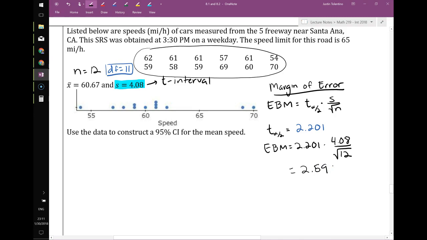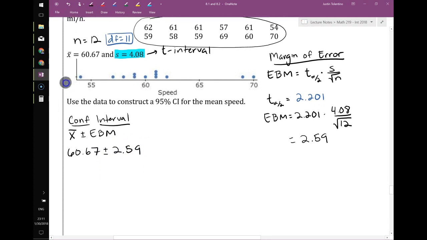So now that we have our error bound for the mean, or our margin of error, recall that we can actually build the interval by using our point estimate, which in this case is x bar, our best guess for the actual mean. Then we're going to go up and down the margin of error. So this is just going to be 60.67 plus or minus 2.59 miles per hour.